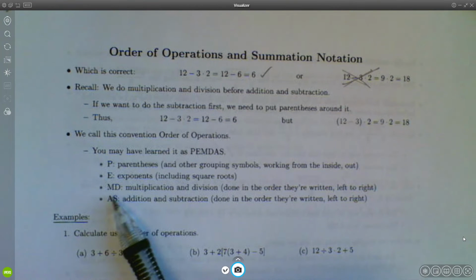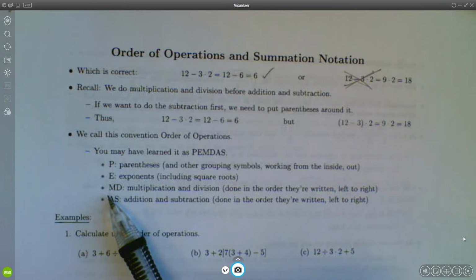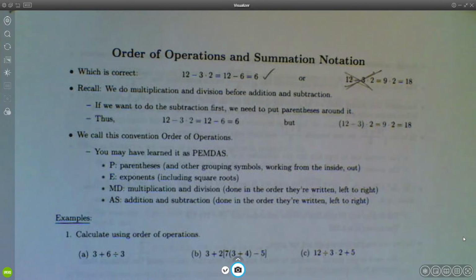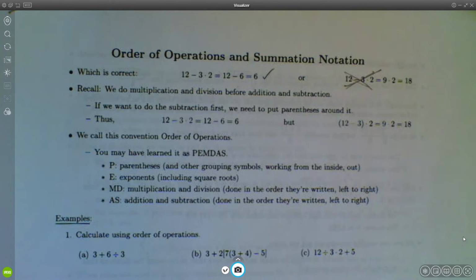A lot of students think, well, M comes before D, so I have to do all the multiplication first, but that's not true. You do multiplication and division in the same step in the order that they're written from left to right. And then finally you do addition and subtraction. Once again, same step in the order they're written, working from left to right.